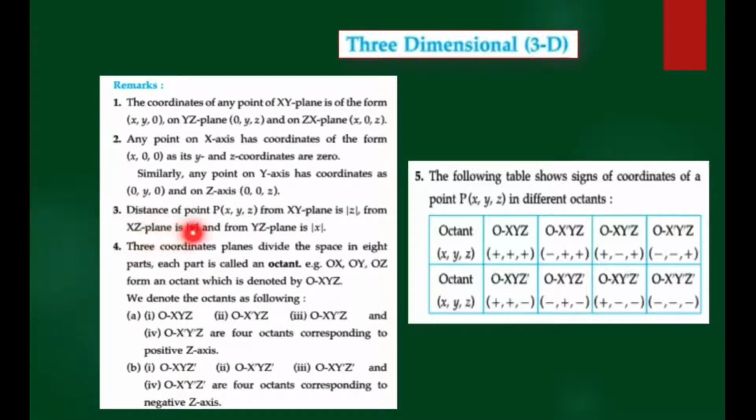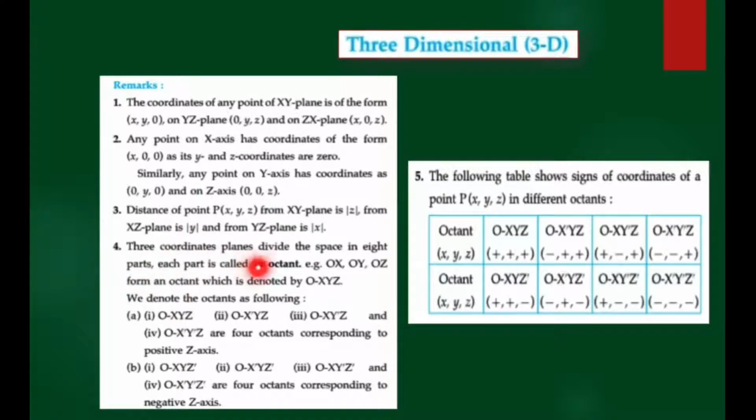Third point: the distance of a point P of x, y, z from the xy plane is modulus of z. That means the distance of a point from the xy plane is modulus of z. Similarly, the distance of a point from the xz plane, here y is absent, that means modulus of y. Here x is absent, that means modulus of x is the distance of the point from the yz plane. So in this way you can remember while calculating the distance of that point from that plane.